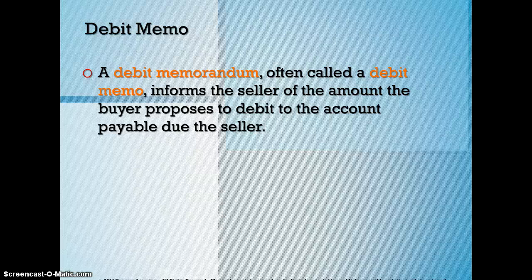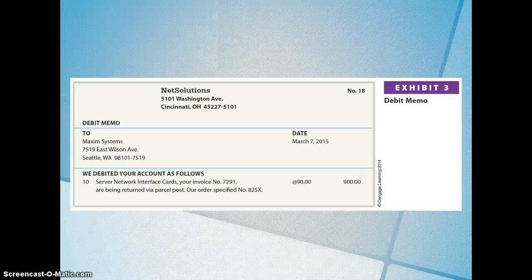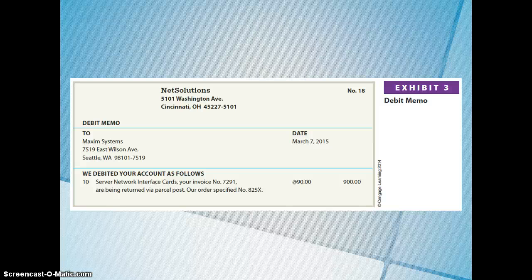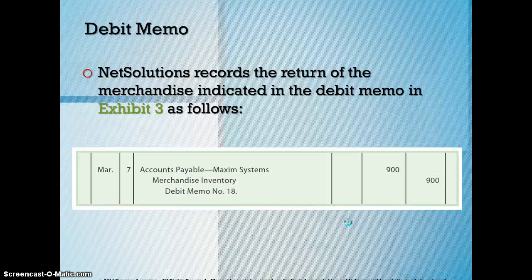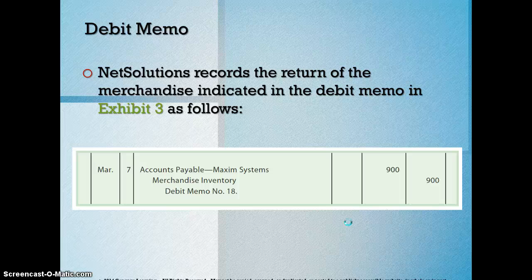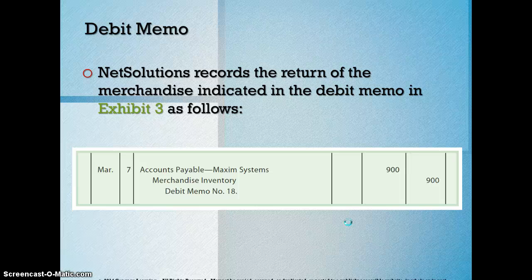So the company will give us a debit memo, and that tells us how much we're going to be reduced by. Net Solutions writes a debit memo to Maxim Systems. We debited your account for 10 servers, return 10 servers. So how do we record that? It looks like this. We reduce the accounts payable that we owe Maxim because we returned 10 servers, and we reduce the inventory because we no longer have those servers out on our shelves.